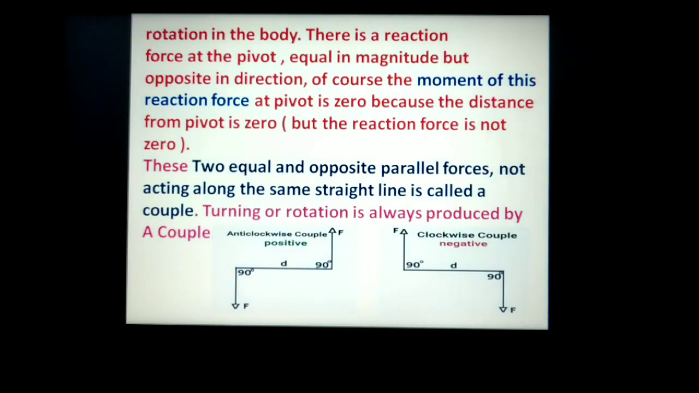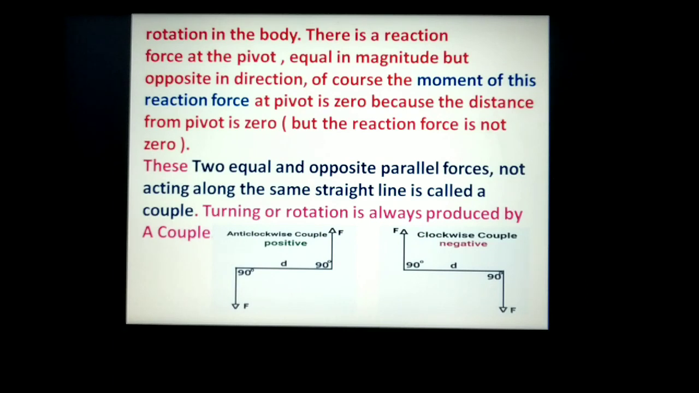There is a reaction force at the pivot, which is equal in magnitude but opposite in direction. Of course, the moment of this reaction force at pivot is 0 because the distance from pivot is 0, but the reaction force is not 0. Now, these two equal and opposite parallel forces not acting along the same straight line is called a couple. So, turning or rotation is always produced by a couple.